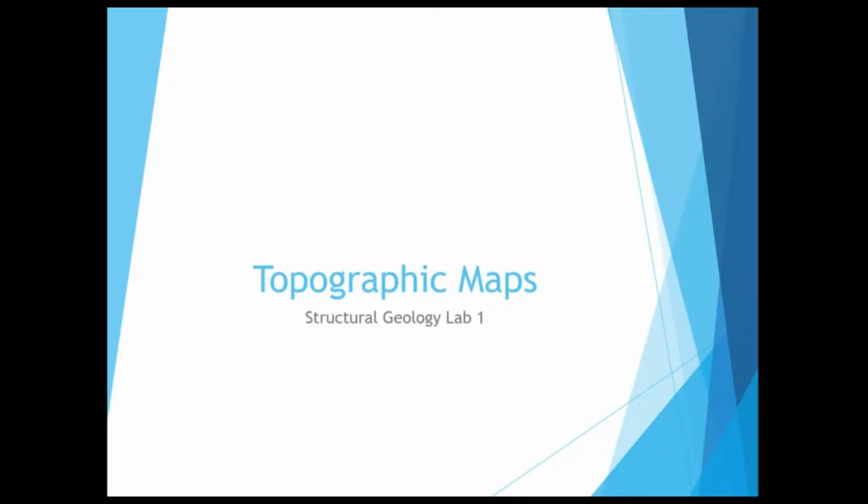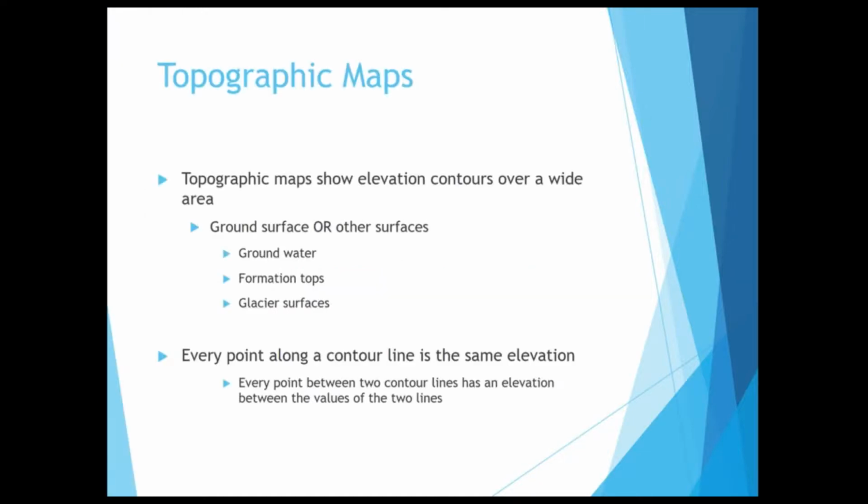Welcome to Structural Geology Lab 1, looking at topographic maps. Topographic maps are maps that show elevation. They show elevation using contours over a wide area. They can be showing elevation of the ground surface or some other surface such as groundwater, rock formation tops, glacier surfaces, or even other surfaces.